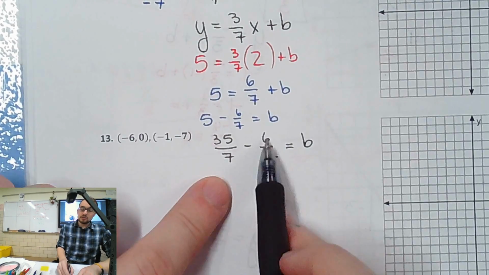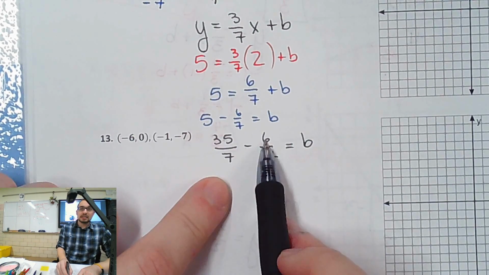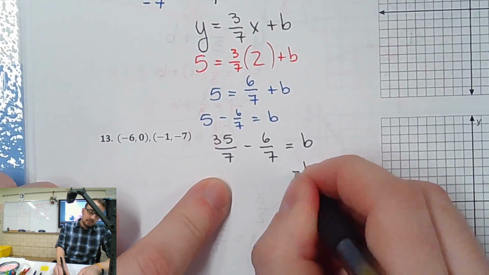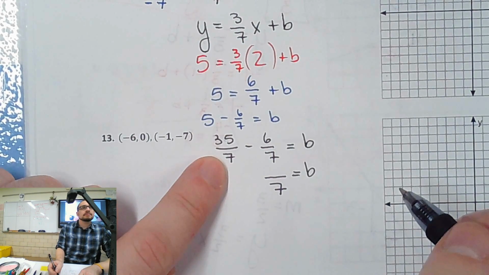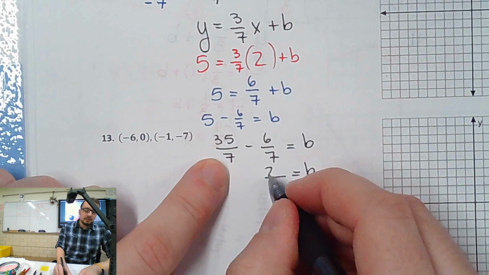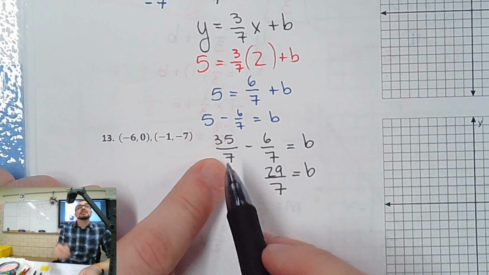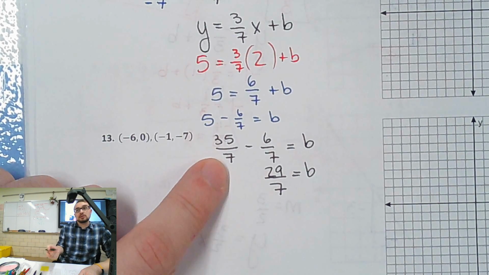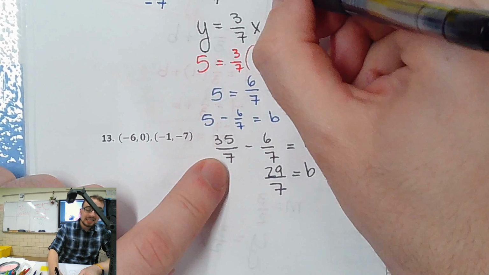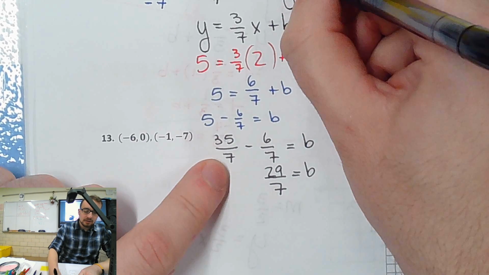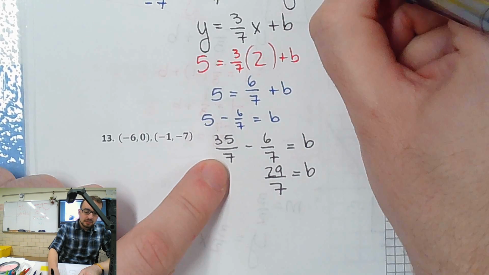But now we can actually do this math in our head, right? 35 minus 6. How many sevenths is that? 29, right? Think of it this way. 35 minus 5, 30. Subtract one more, 29. So our y-intercept was 29 sevenths, which is gross. So we have y equals 3/7 x plus 29 sevenths.